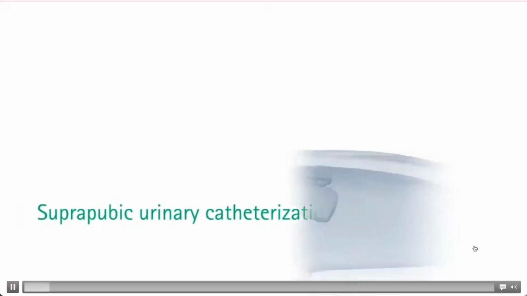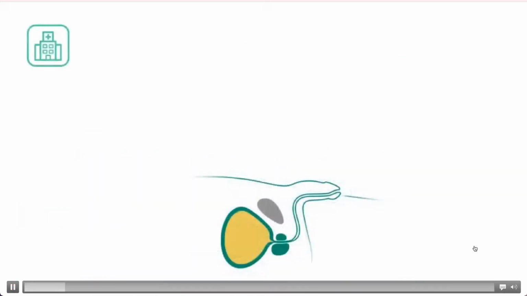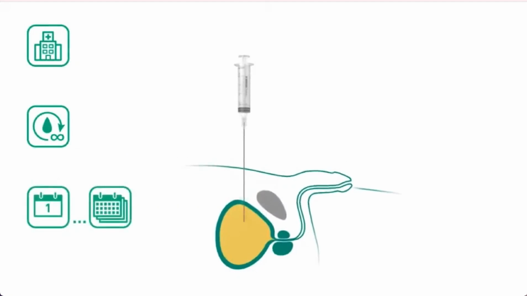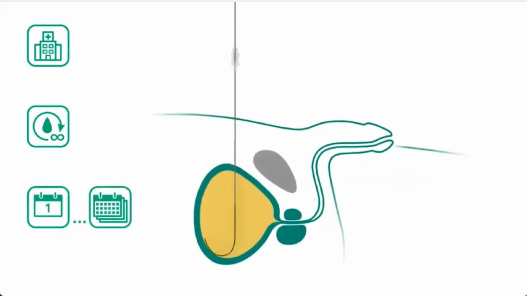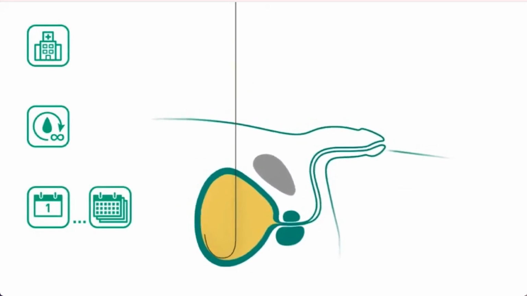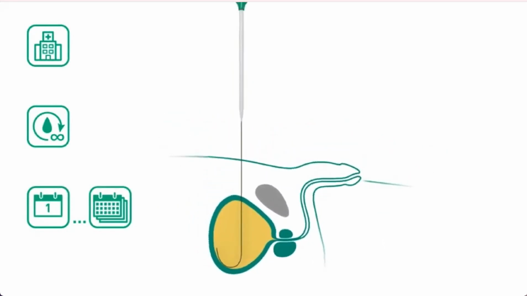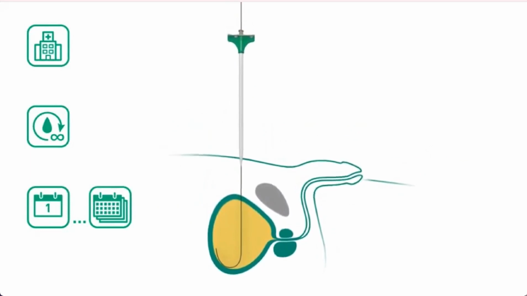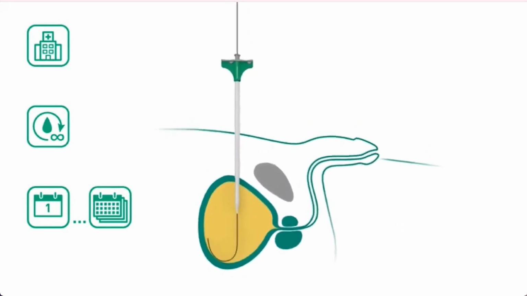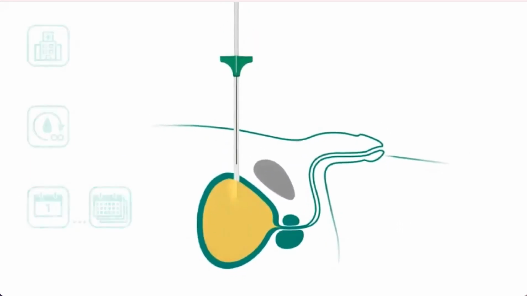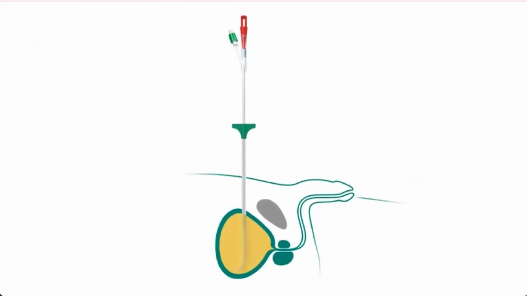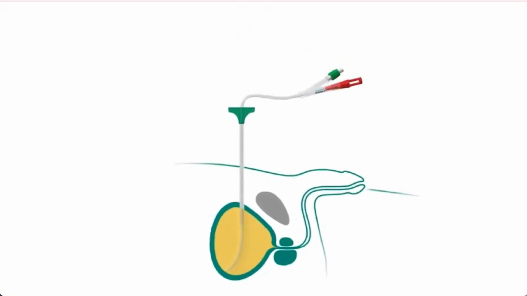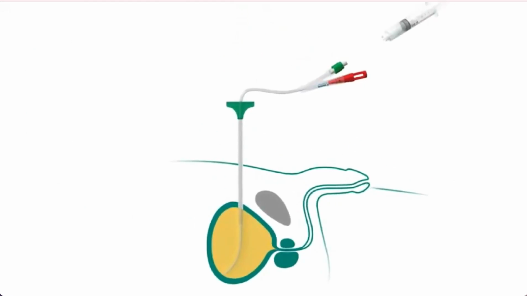Suprapubic catheterization. You can see a normal situation, but this bladder is full. So we can put a needle from the midline, and you can see that we have aspirated, we put a wire in, and then over this wire, we insert a sleeve. So this sleeve is being pushed into the bladder. And now we remove this wire outside, and through this, we insert a tube. This is called a Foley's catheter. We leave it inside and we connect it with a bag.